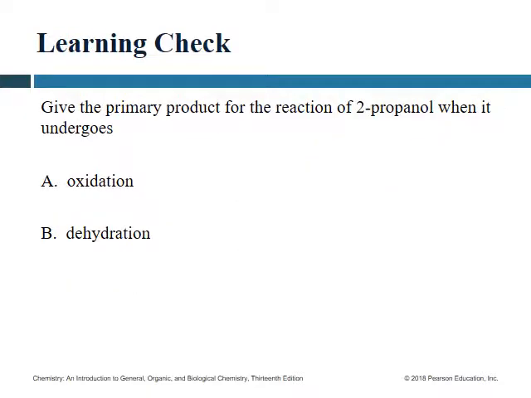All right. For instance, a question could look like this. Give the primary product for reaction of 2-propanol when it undergoes oxidation. So 2-propanol is undergoing oxidation and dehydration. So actually, you weren't here for the part on alcohol reactions. We did cover these in alcohols, and I think this is a part of alcohols because it's a single chapter, so it's kind of like repeating here, but we'll work through these.